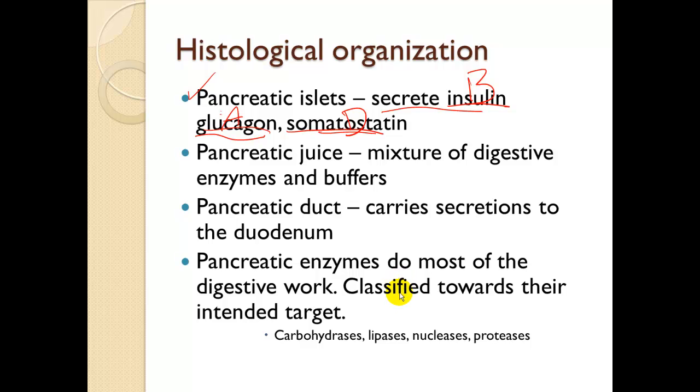Pancreatic juices, a mixture of digestive enzymes and buffers, assist us in breaking down nucleic acids and all sorts of things. The pancreatic duct carries secretions into the duodenum, and this duct is going to be shared by two other organs. Pancreatic enzymes do most of the digestive work, and they're classified according to their intended targets.